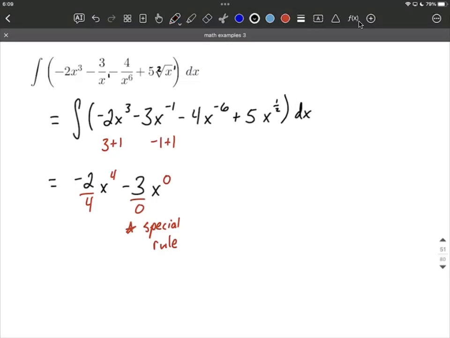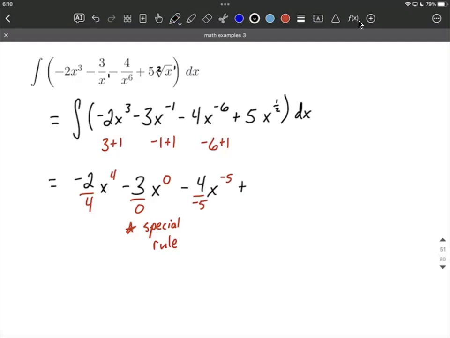All right, next, moving on, we have the minus 4 comes along. We've got our x. We're going to compute negative 6, our old exponent, plus 1 makes negative 5 for our new exponent, and we divide by that new exponent.